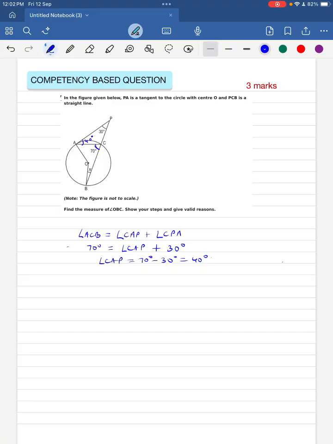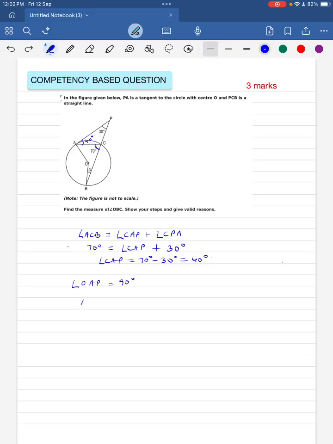Now I know that angle OAP is equal to 90 degrees. Why is it equal to 90 degrees? Because the radius and the tangent are perpendicular to each other through the point of contact. Okay, so this is the radius and this is the tangent. And the angle which it makes will be 90 degrees here. Okay, so let's use that info.